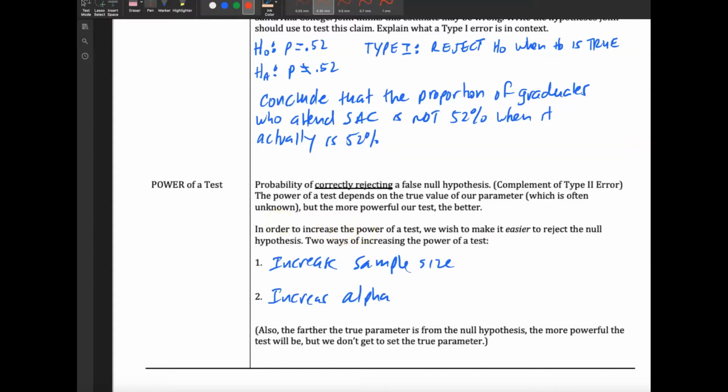So in order to increase the power of tests, which makes it easier to reject the null, there are two ways to do this. You increase the sample size, that will help. And then secondly, you increase alpha. If you increase your alpha, then you're more likely to reject a null hypothesis. Okay, again, we have to put this in context. It's just a big idea that we have in statistics regarding hypothesis tests.